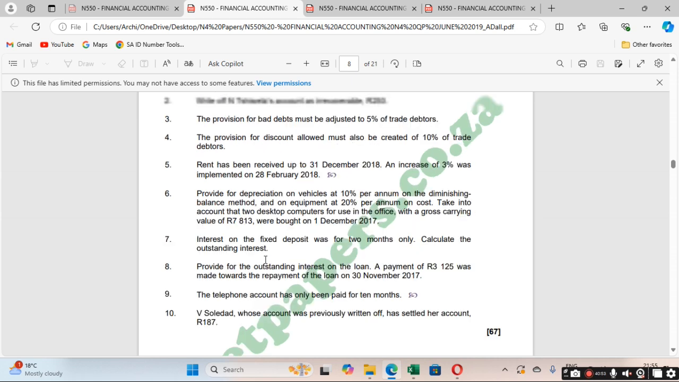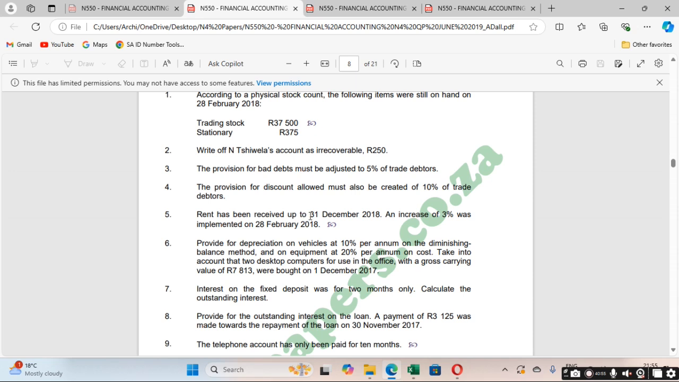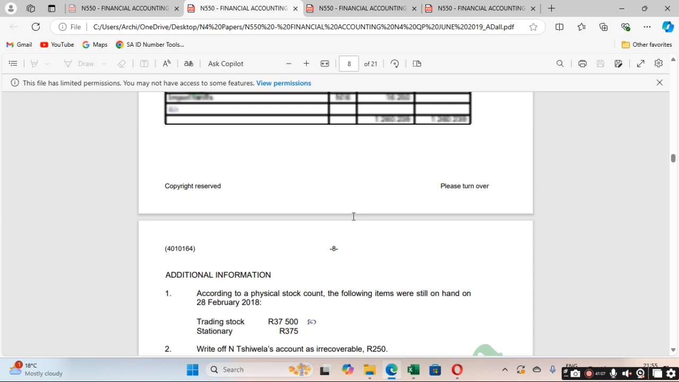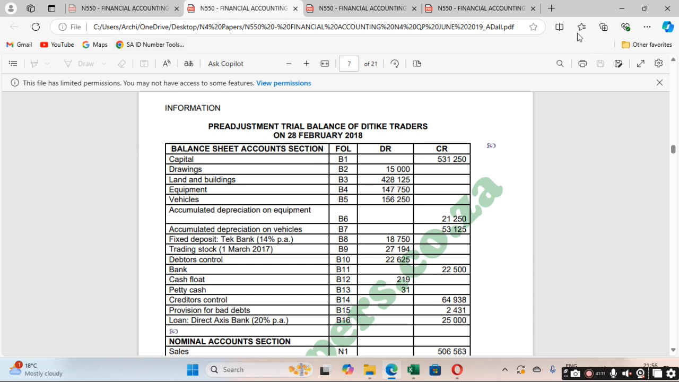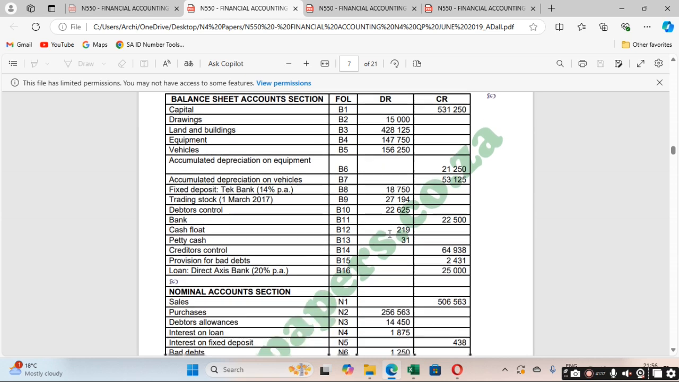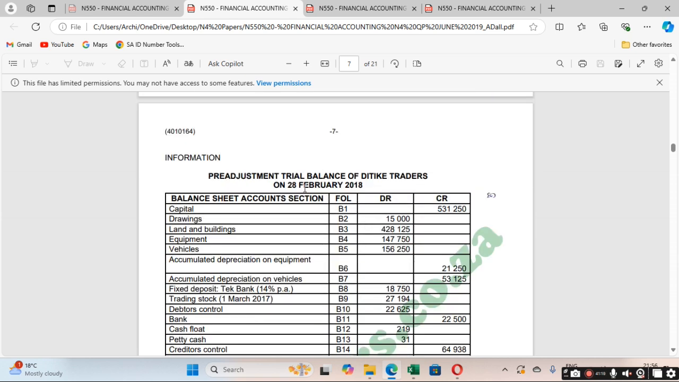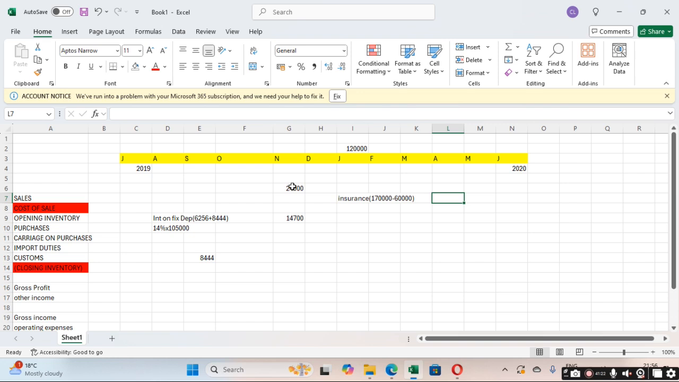Okay, so let's start with our rent. Rent has been received up to 31st December 2018. So let's do our timeline quickly. 28 February 2018. This question paper is the 2019 June question paper. Timeline. So year end February 2018. So our year ends in February.